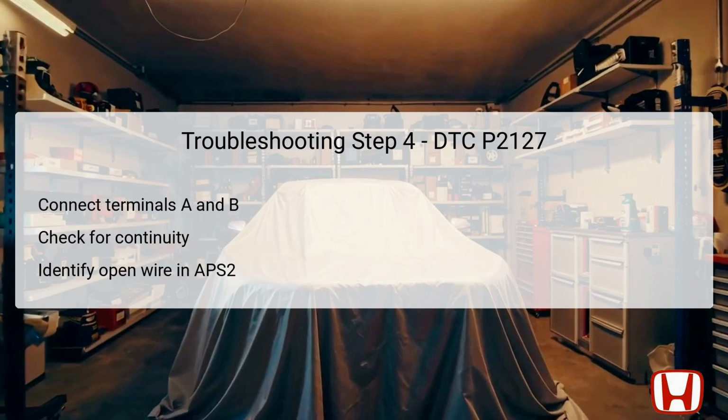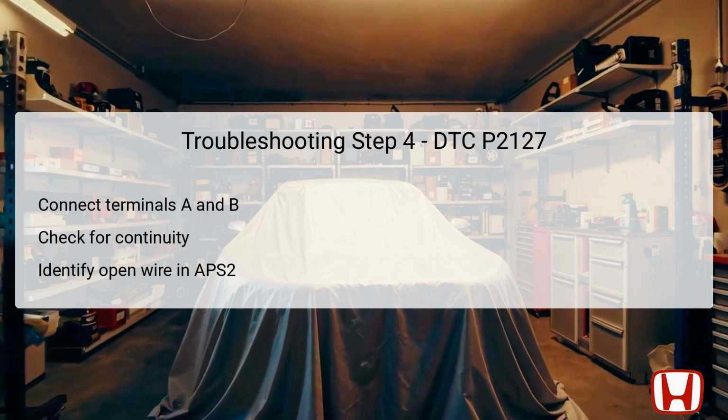In Step 4, start by connecting terminals A and B using a jumper wire to bypass the circuit. Terminal A corresponds to APP sensor connector number 1, PUR, while terminal B is connected to a body ground. Test for continuity between these points, specifically across the APS2 line.